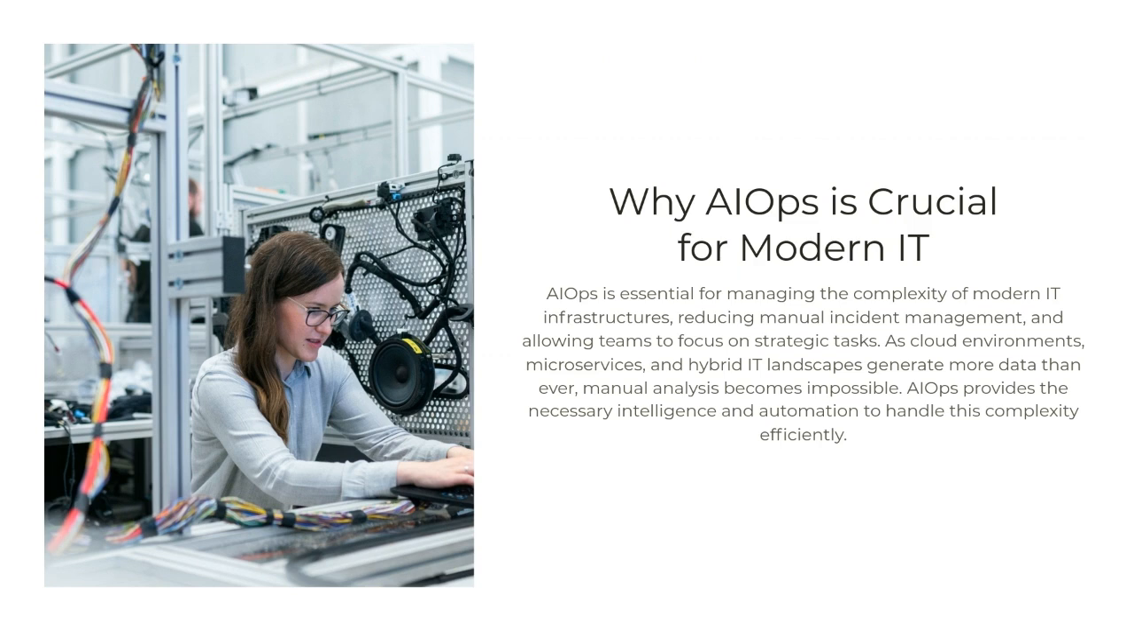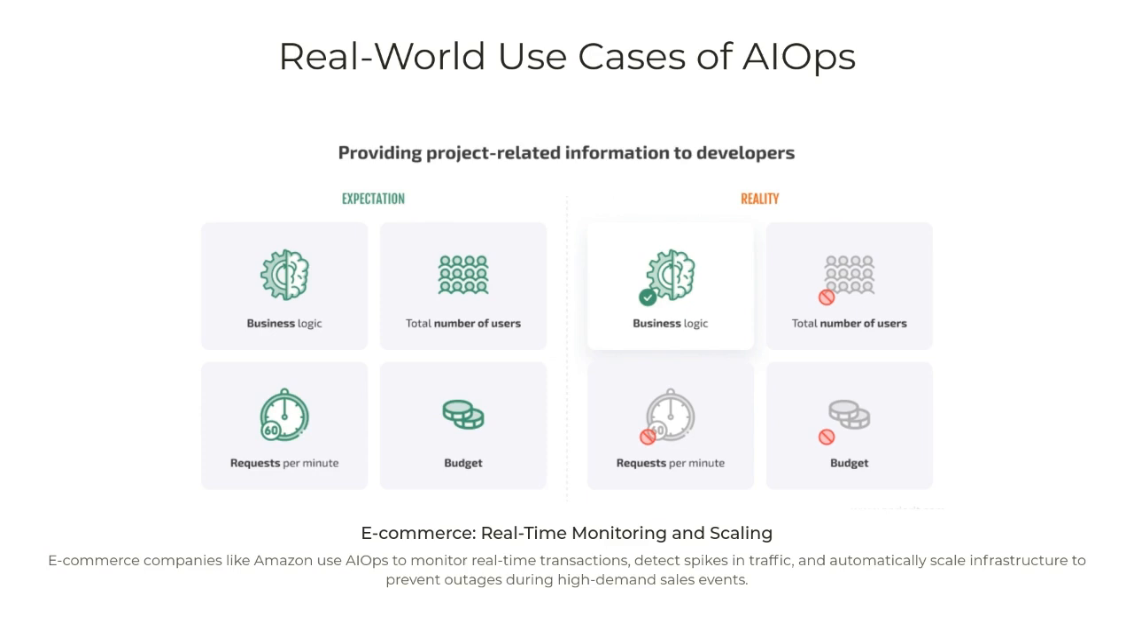As we discussed earlier, AI Ops is essential for managing the complexity of modern IT infrastructures. With the explosion of data from cloud environments, microservices, and hybrid IT systems, manual incident management just isn't enough anymore. AI Ops provides the intelligence and automation needed to reduce manual intervention, allowing teams to focus on more strategic tasks and handle issues before they escalate. All right, let's move on to the next slide and dive deeper into some real-world use cases of AIOps in action. Now let's bring it all together with some real-world use cases of AI Ops in action.